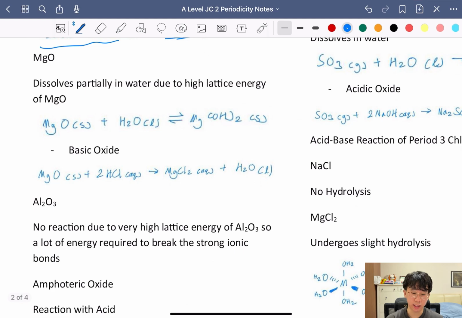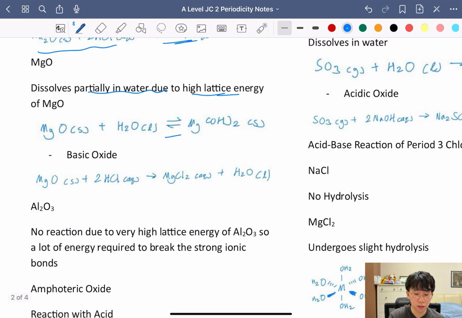MgO, on the other hand, dissolves partially in water because it has very high lattice energy, so do take note of that. So there's a reversible arrow over here, but still, it can produce your magnesium hydroxide. And of course, it can react directly with acids as well, so making it a very basic oxide as well.